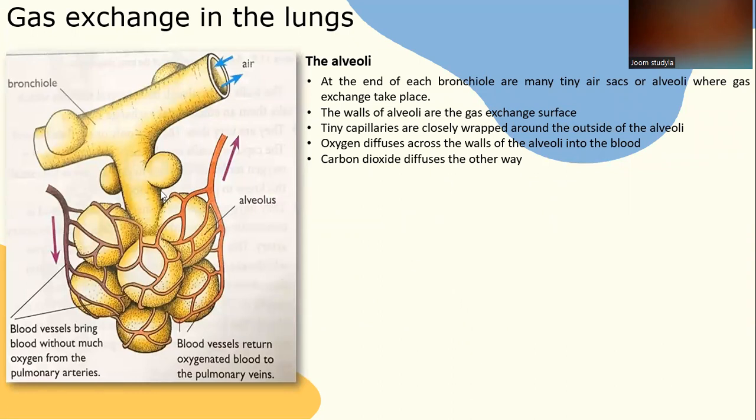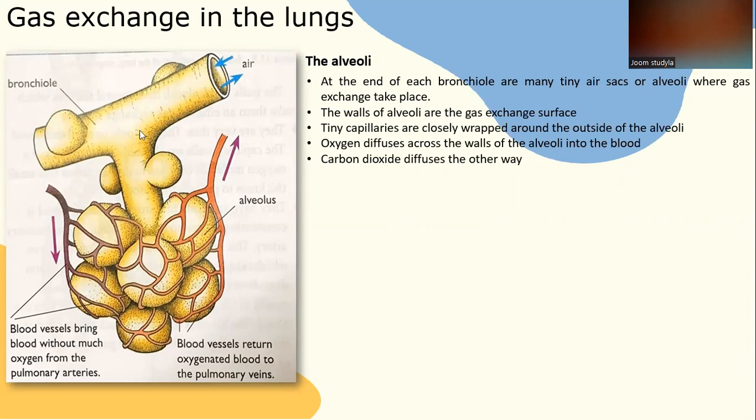This diagram is more focused on the bronchi and bronchioles. So, the alveoli. At the end of each bronchiole are many tiny air sacs, or alveoli, where gas exchange takes place. The walls of the alveoli are the gas exchange surface. Tiny capillaries are closely wrapped around the outside of the alveoli. So oxygen diffuses across the wall of the alveoli into the blood, and carbon dioxide diffuses the other way.